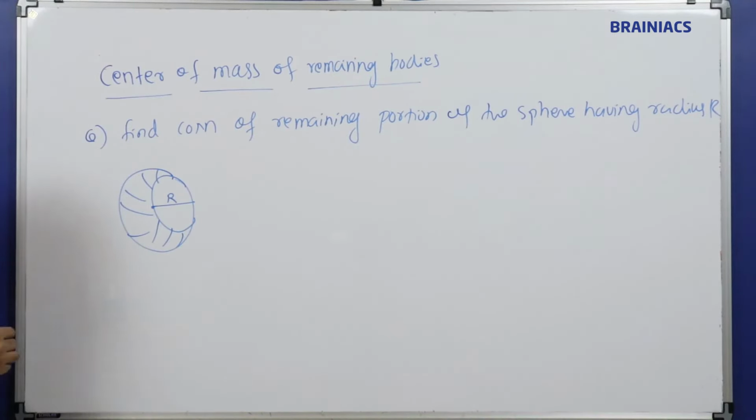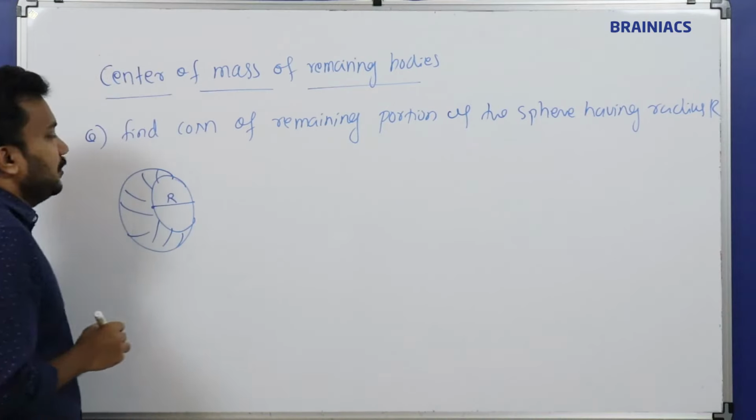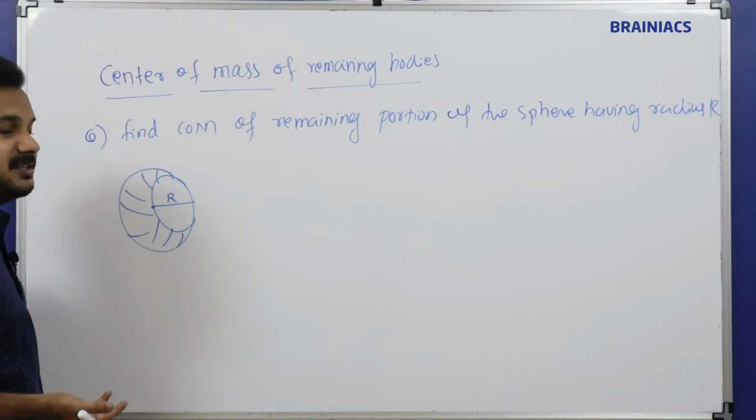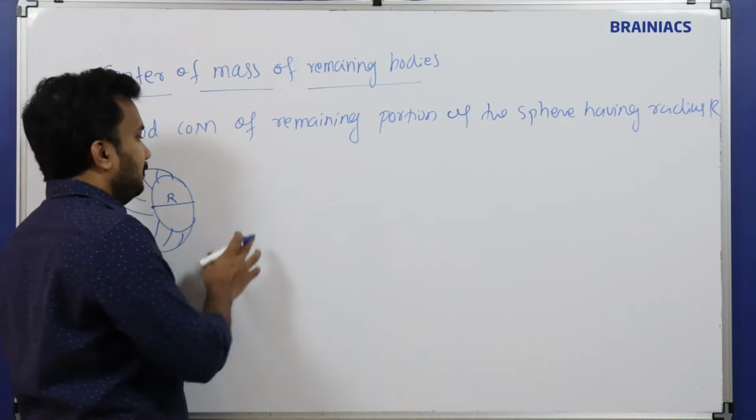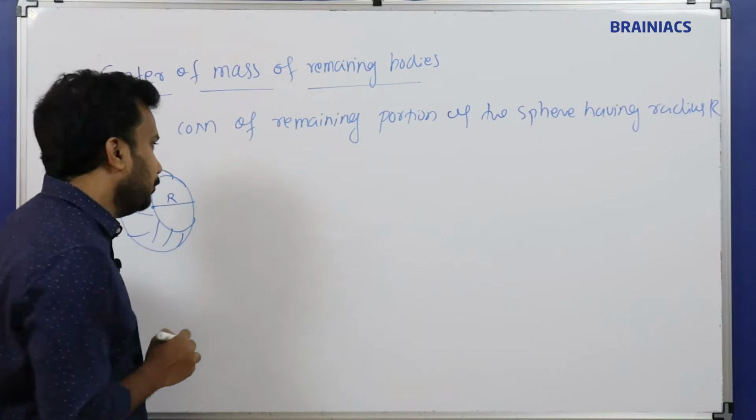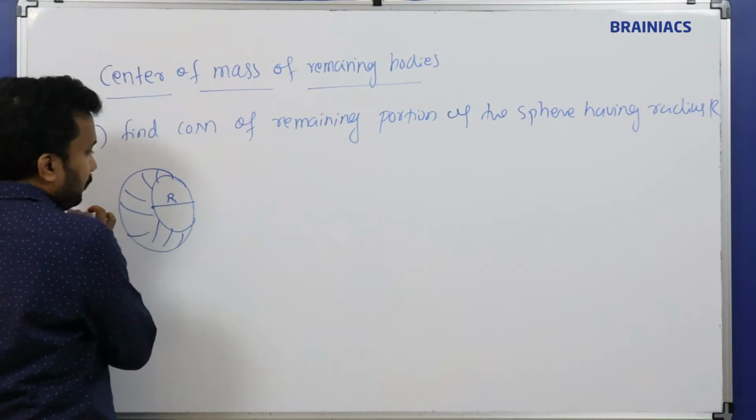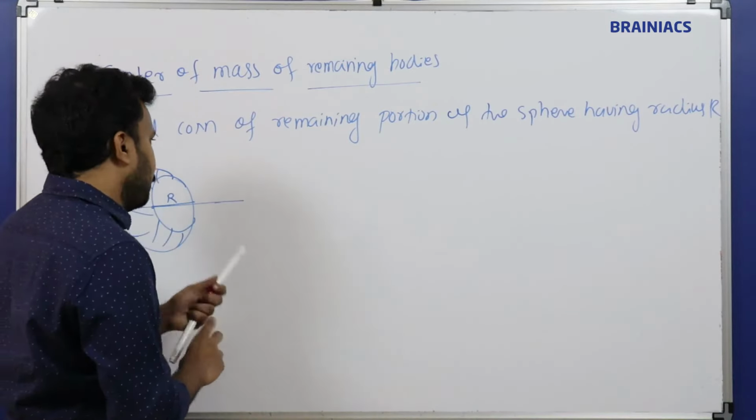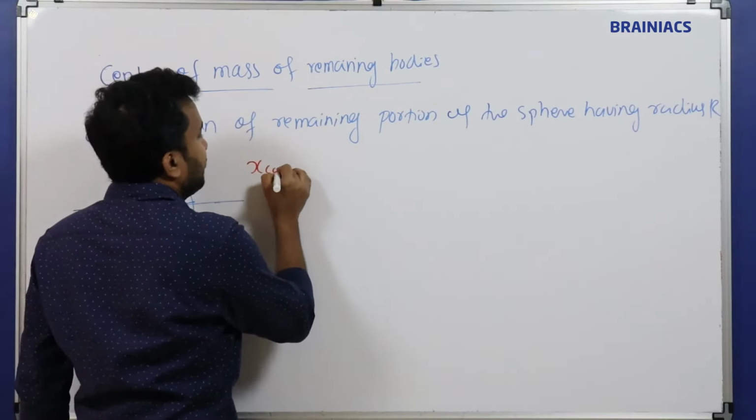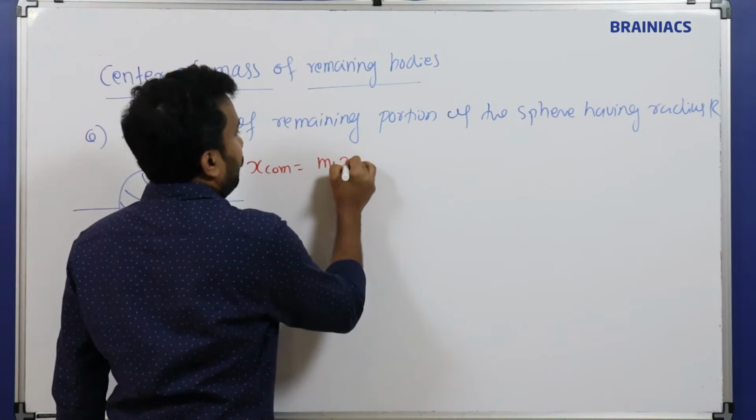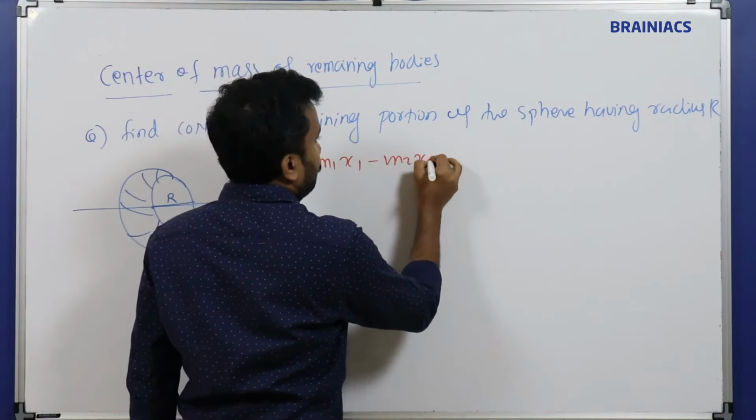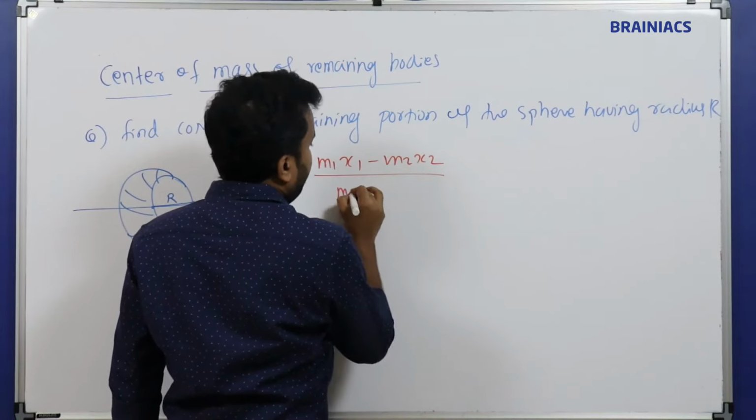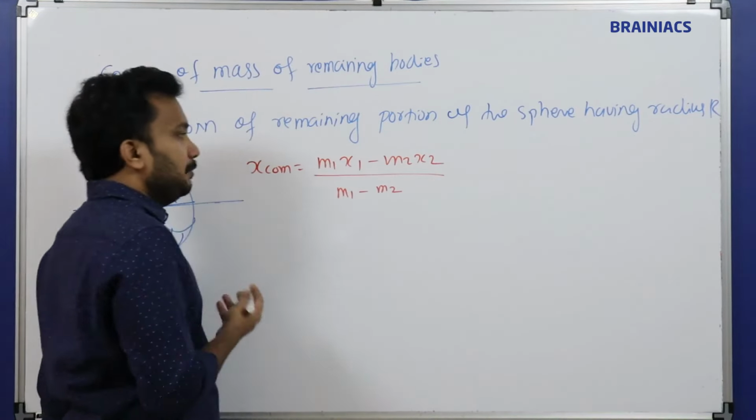Before doing the question, this is the only information given to us, and the mass is not given, unfortunately. So what we will do, we know this is located on the x-axis. We know the formula: x center of mass equals m1 x1 minus m2 x2, whole divided by m1 minus m2. But mass is not given.